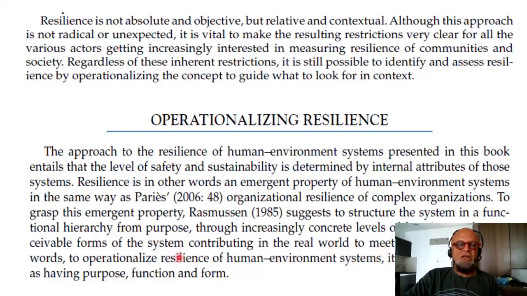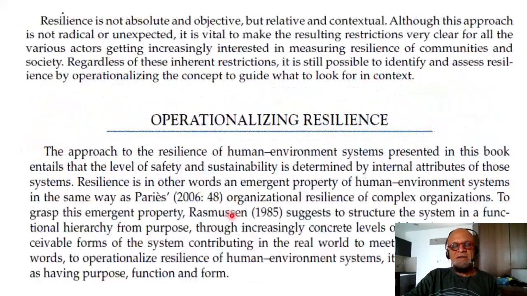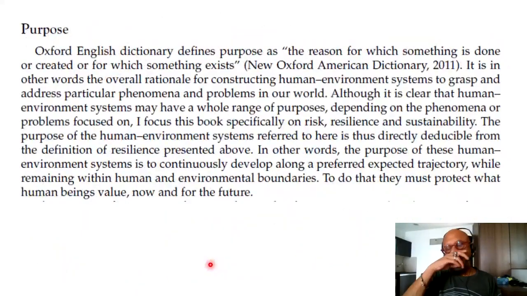In other words, to operationalize resilience of human environment systems, it helps to look at them as having purpose, function, and form. So we'll look at each attribute here: purpose, function, and form. And I will again read a bunch of text, which is unavoidable, but hopefully it's interesting to hear anyway. And again, I'm being brief, so I'm not reading everything.